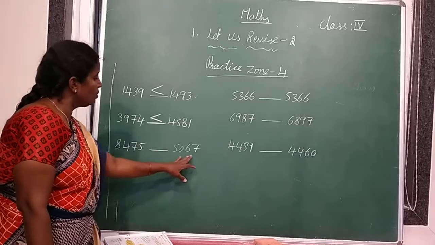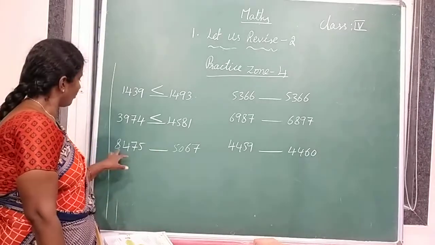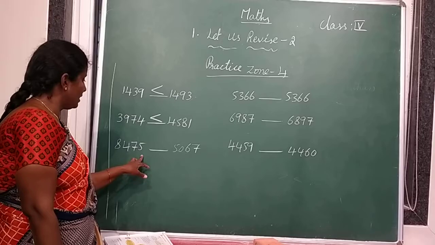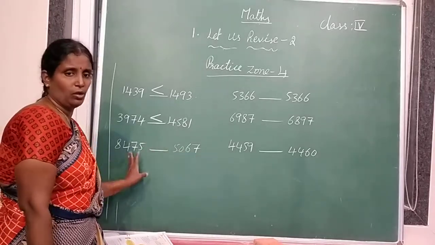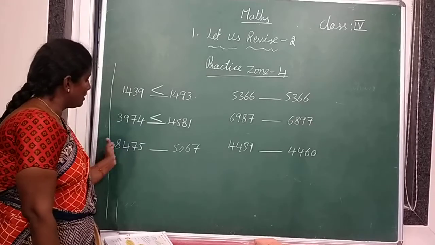8,475, 5,067. Both are 4-digit numbers only. Here 8 in thousands place and 5.